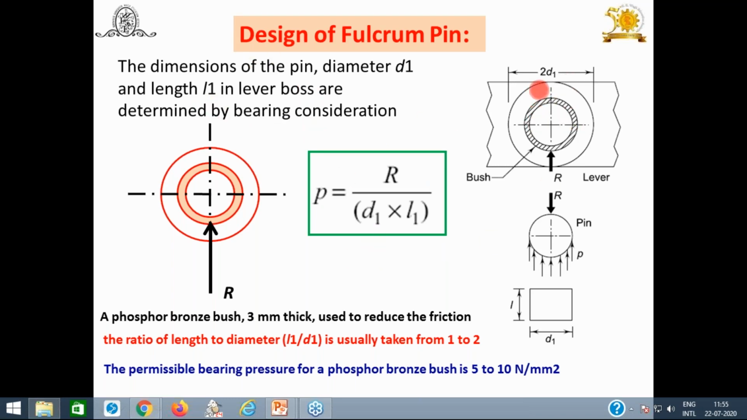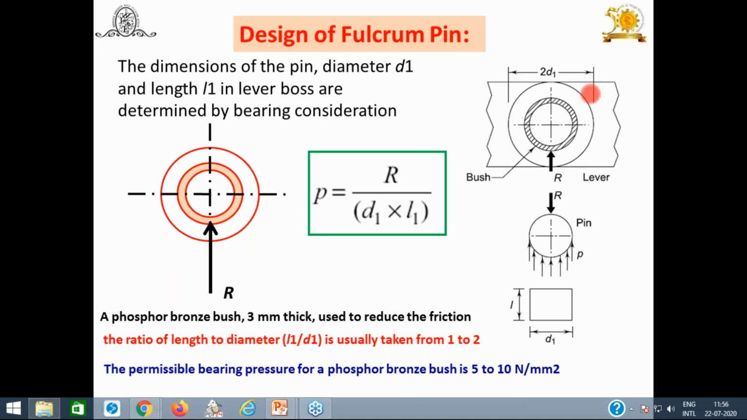I have not shown it here, but suppose this is the pin. Look at this in 3D. This is the pin, and here is the lever towards this side and this side. The pin may fail because of shear. Again, pin shear is going to occur at two planes: the front side one plane, and the back side another. So you have to consider two shear areas.